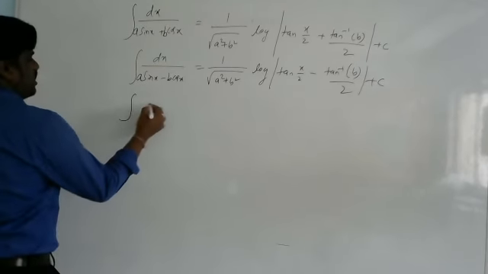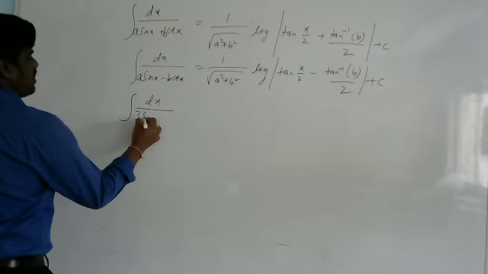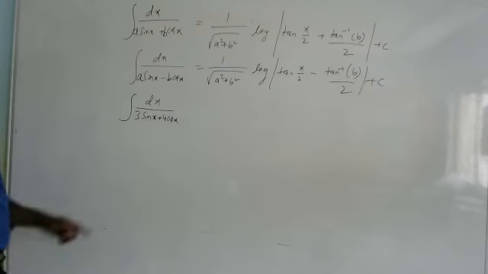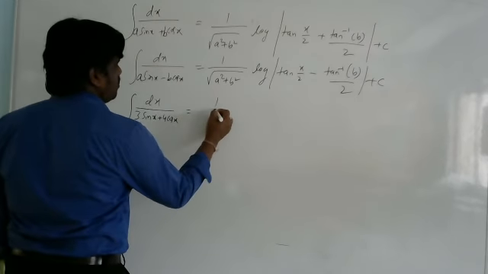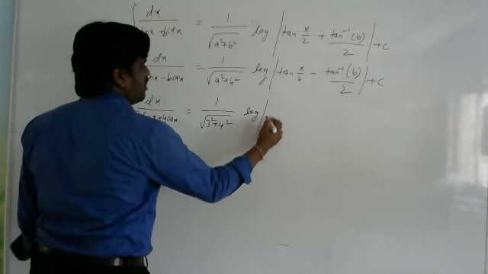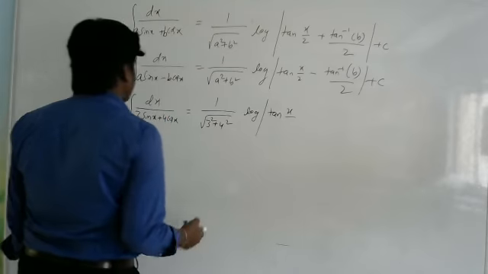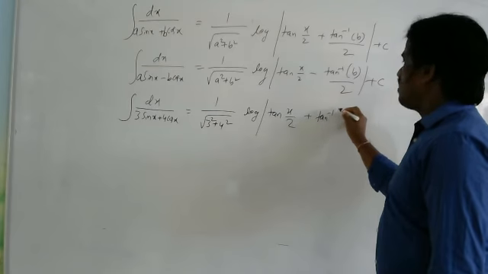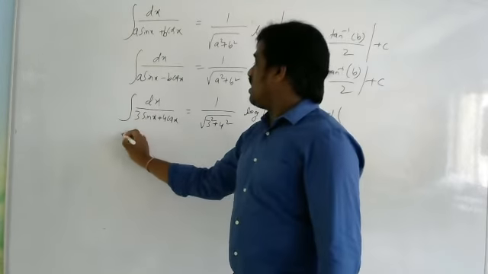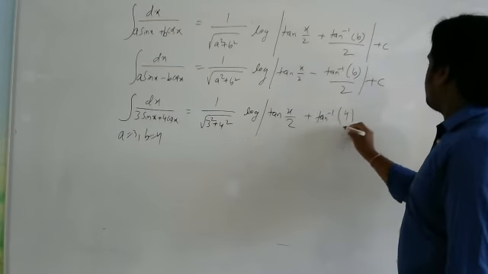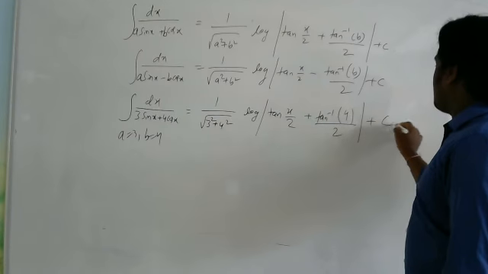Let us solve a question. Integration dx upon 3 sin x plus 4 cos x. The formula according to this is 1 by under root of 3 square plus 4 square, log mod tan x by 2 plus tan inverse b. Here if you compare, a is equal to 3, b is equal to 4. So tan inverse 4 divided by 2, plus c is the answer.